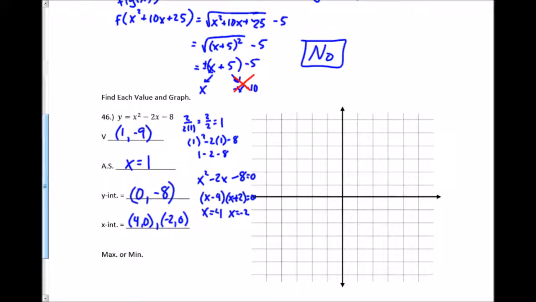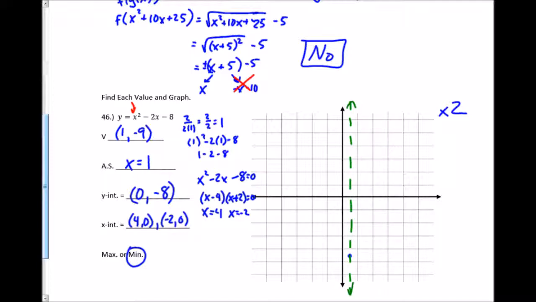And now maximum or minimum, I look at the a value. The a value here is 1, which means this thing opens up, which means my vertex is the bottom. It's a minimum. And I'm going to go by 2's over here on my graph. So let's see, I've got (1, negative 9) is right here. The axis of symmetry is right here.